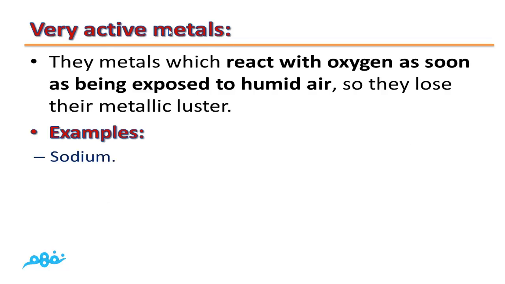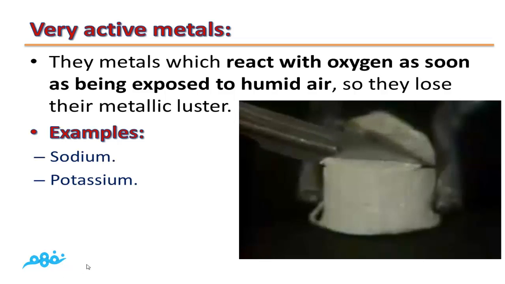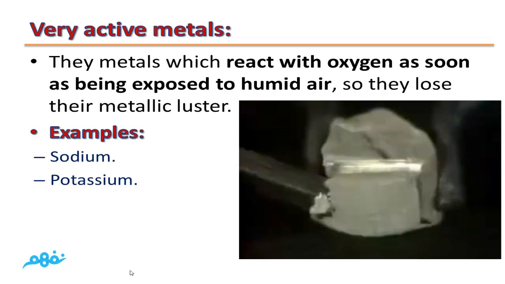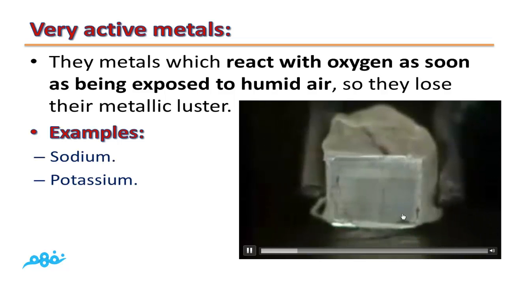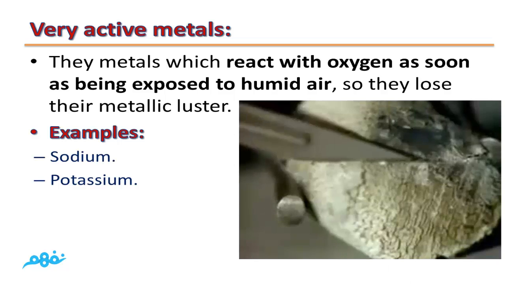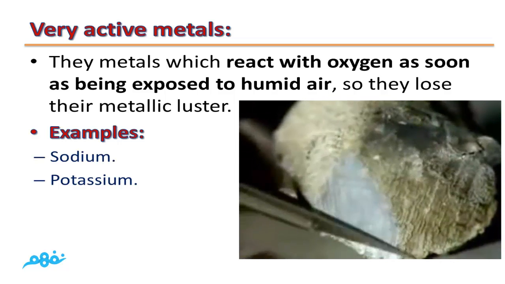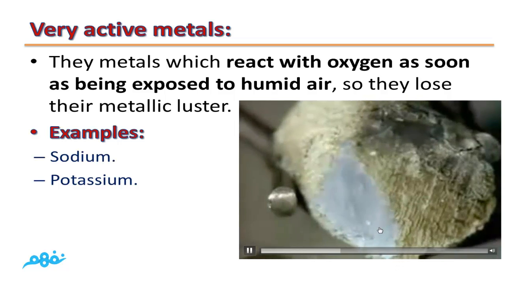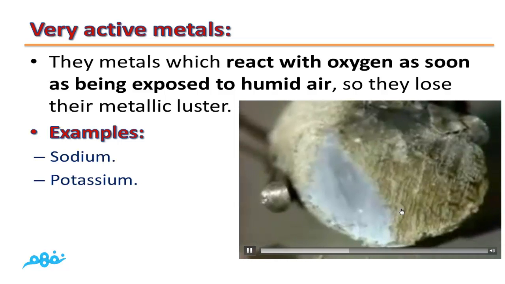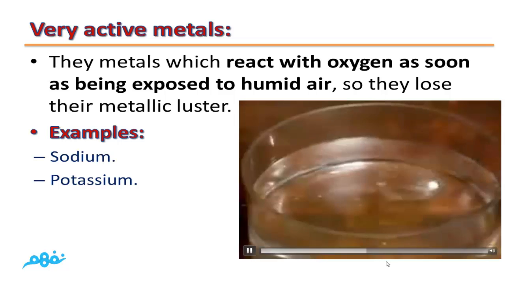Examples for very active metals such as sodium and potassium. This is a piece of sodium. If we remove its outer layer, we will see that it is very shiny. It has a wonderful metallic luster, but as you can see, this metallic luster is being lost as soon as it is exposed, due to its reaction with oxygen. This is a piece of potassium. Its reaction with oxygen is faster than that of sodium. They are very active metals.